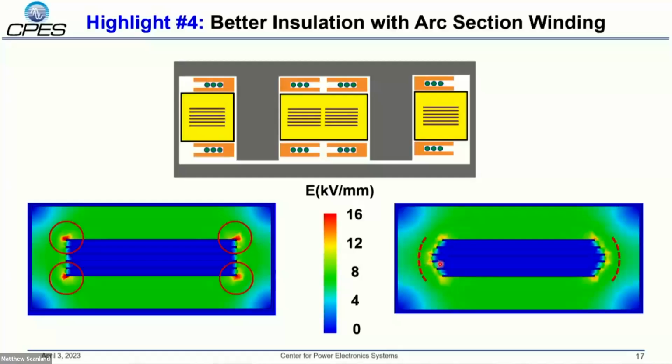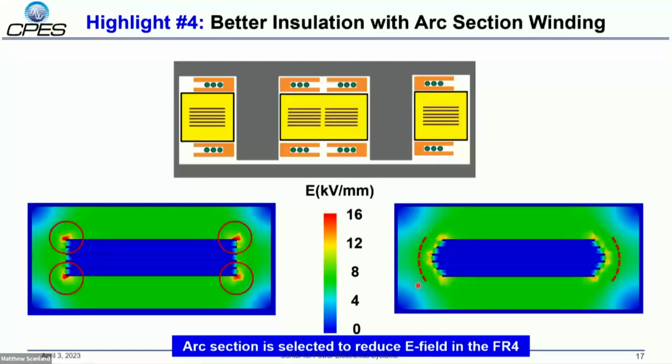To solve this, we can slightly increase the length for the center 4 turns and create an arc section winding. In this case, this arc section is selected to reduce the E-field in this FR4. And we will see the peak E-field drop from 16 kilovolts per millimeter to around 10 kilovolts per millimeter. And that will also increase the insulation capability.